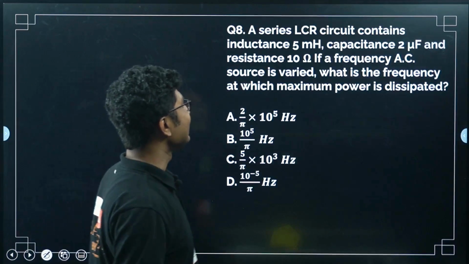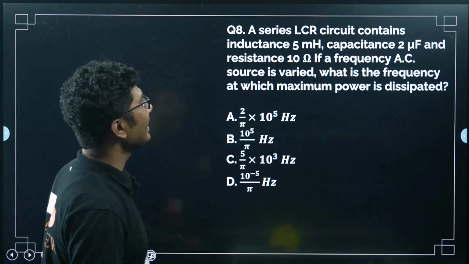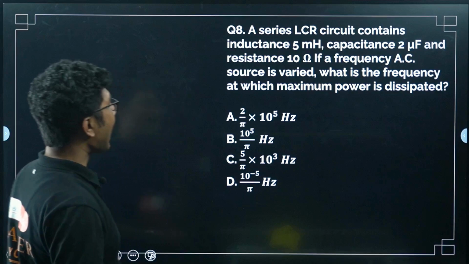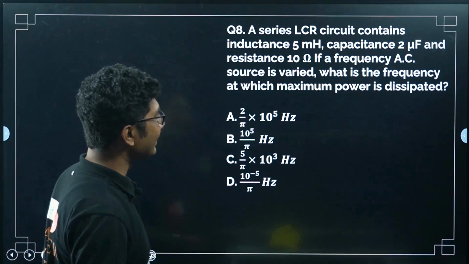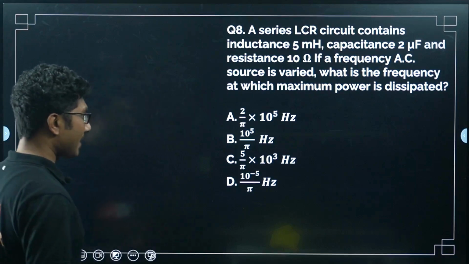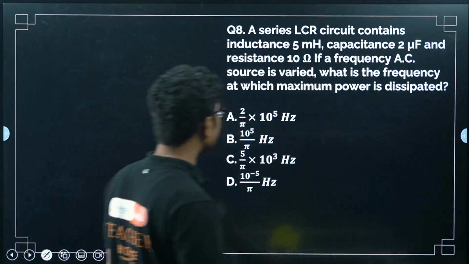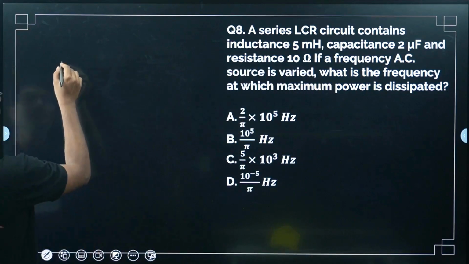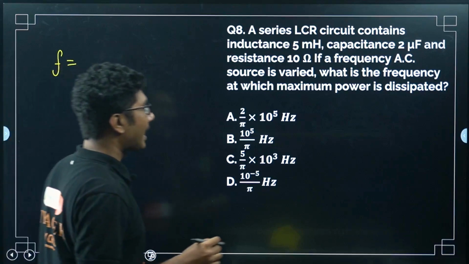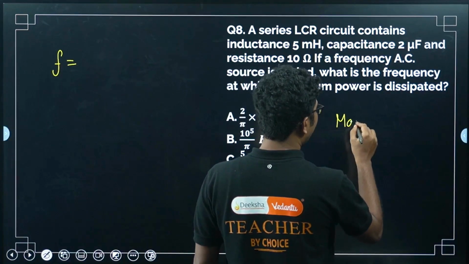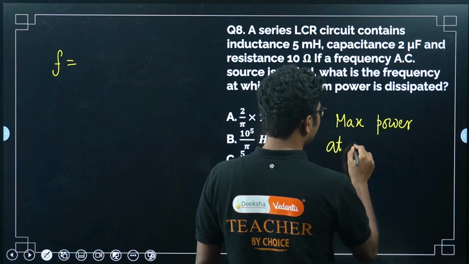Now, a series LCR circuit contains inductance of 5 millihenry, capacitance of 2 microfarad and resistance of 10 ohm. If the frequency of the AC source is varied, what is the frequency at which maximum power is dissipated? I think I have solved this problem. The frequency at which maximum power is dissipated should equal the resonant frequency. So maximum power is at resonance.